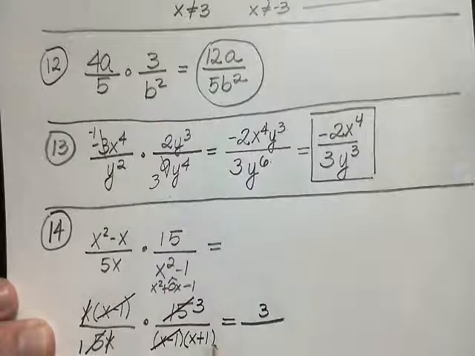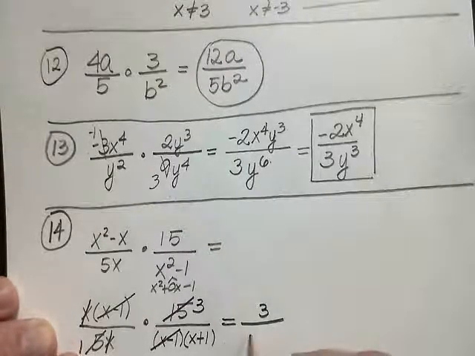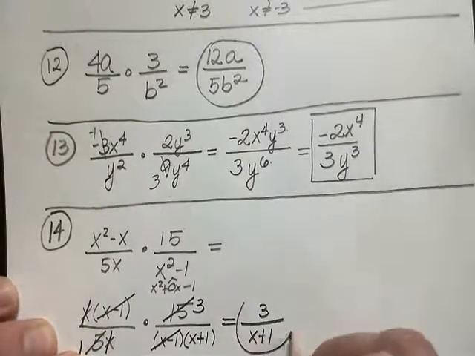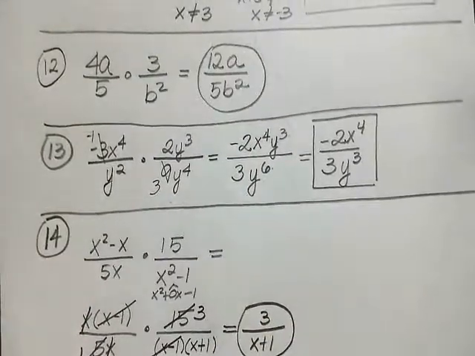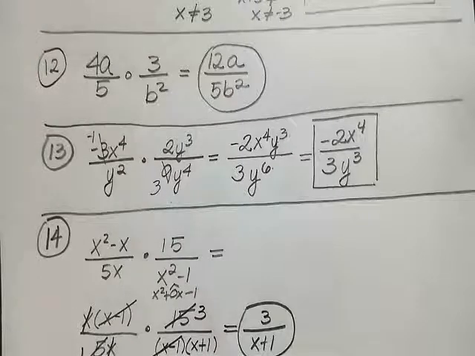And on the bottom I have a 1, which I don't have to write, and the x plus 1. So it will be 3 over x plus 1. So that would be my answer. Let's double check if we got it right. Everything looks good. So let's go ahead and proceed.